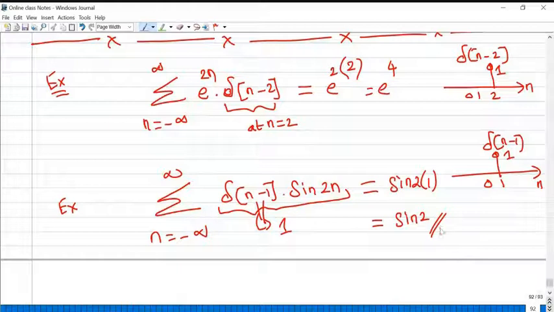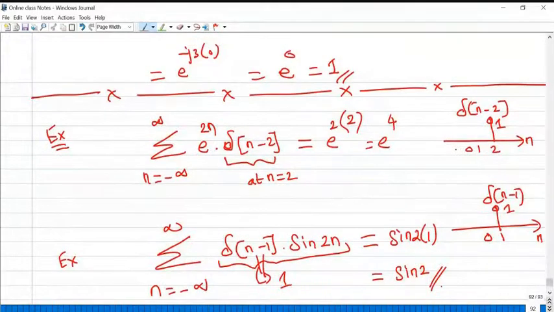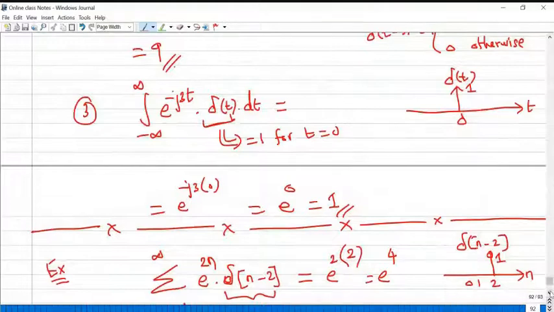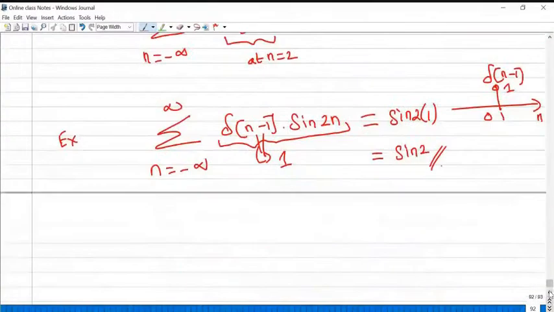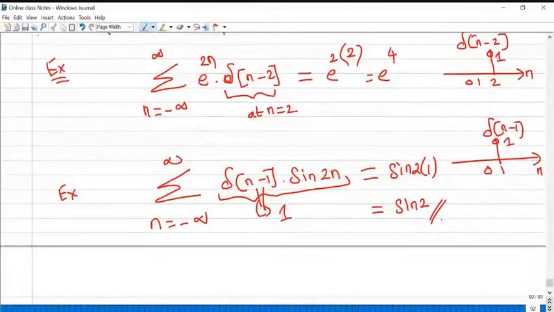Either the impulse function is available in the form of summation or in the form of integration, you have to apply this logic only. Check at what value of t or what value of n your delta function would become 1. Then replace the remaining terms, wherever the small n or small t is there, with the same value. It's optional only. You can concentrate on the previous topic, but later students should not suffer. In case questions come in the examinations, you are ready to solve.